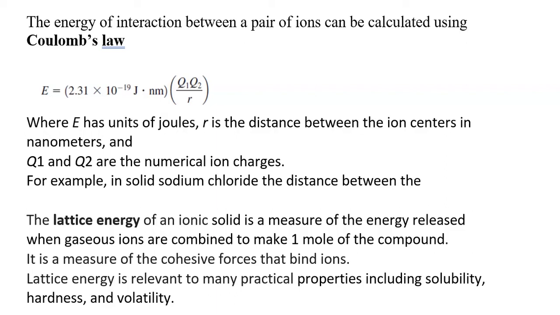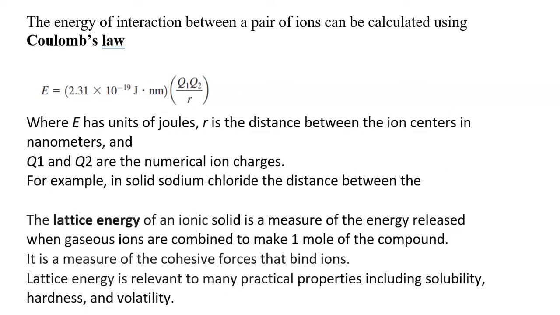2.31 times 10 to the minus 19 joule nanometers is strictly a math constant. We typically don't do the calculation, but we do more conceptual with the Q times Q over R. So we're looking for the value of energy, or usually the relative value of energy compared to another ionic compound, in which case we will compare the Q's, which are the charges, and the R, which is the radius. You won't know the radius, but you'll know which one is bigger versus smaller, so you know which one has a bigger radius or a smaller radius.